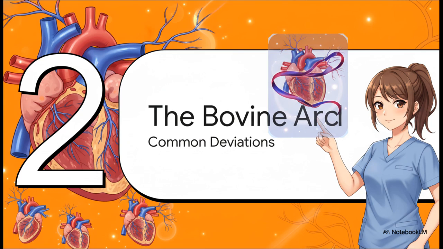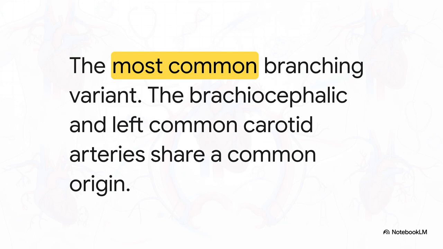All right, now let's talk about the variations. And look, it's really important to get this. Not every anomaly is some big, scary deal. Some are super common and, honestly, pretty quiet. And this first one, the bovine arch, is the one you're going to see most often. So what exactly is a bovine arch? It's actually pretty straightforward. Instead of having the brachiocephalic and the left common carotid arteries coming off the aorta separately, they get together and share a common trunk at the start. That's the whole deal. And it is, by far, the most common branching variation you'll find.